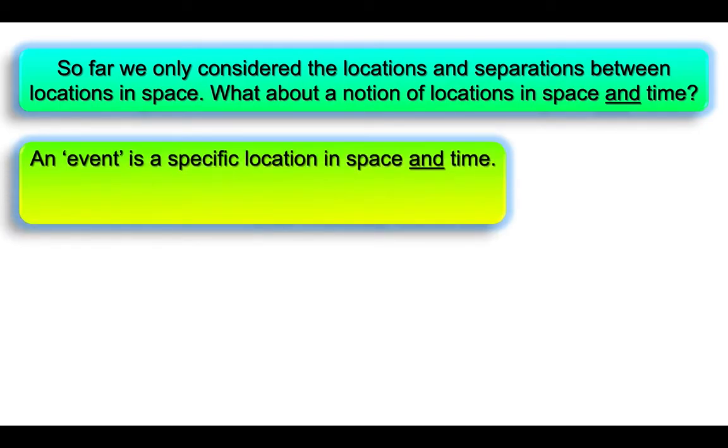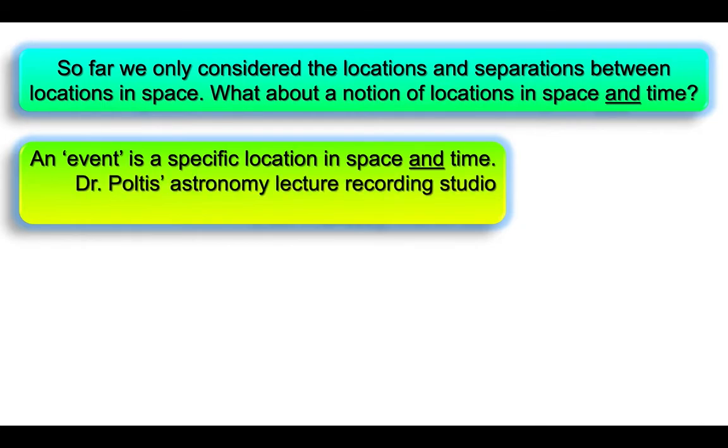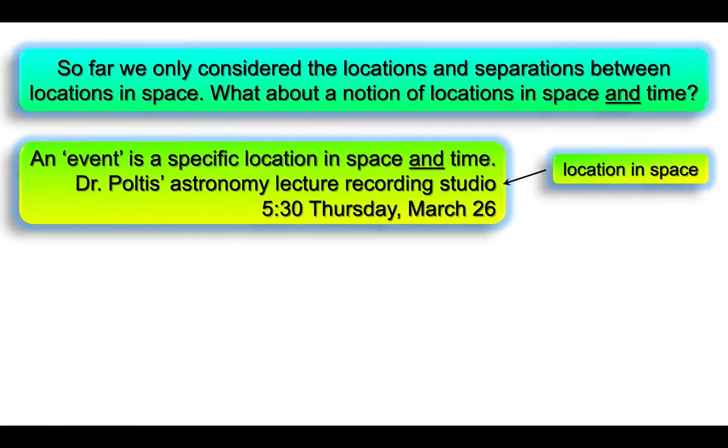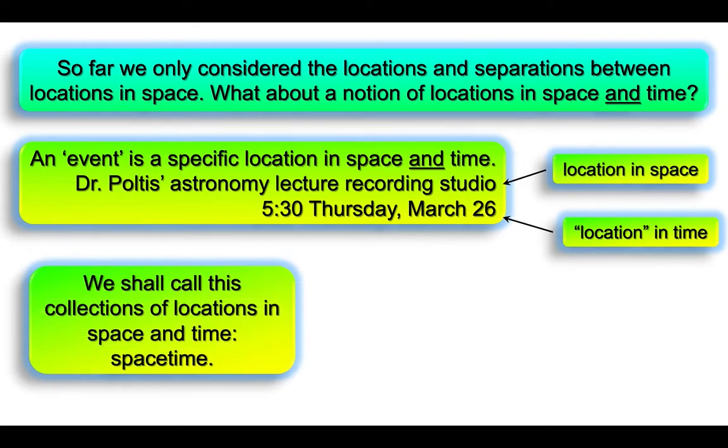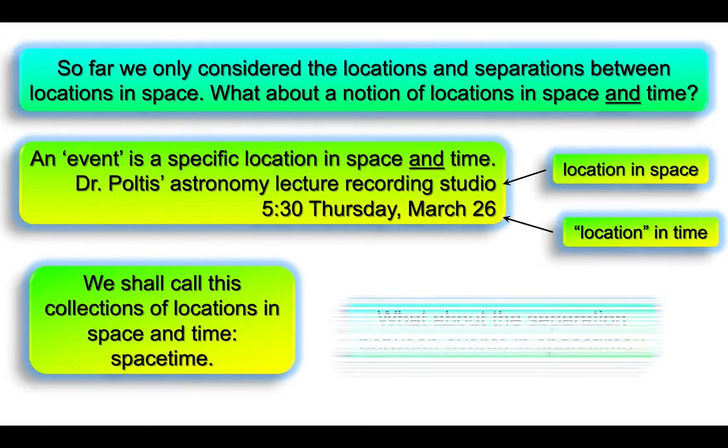So I am going to define an event as being a very specific location in both space and time. So for example, an event could be my astronomy lecture recording studio, which is right now just an empty dining room, and this is my location in space. And the location and time that this is occurring is about 5:30 on Thursday. So here's my location and time. The combination of my location in space and time is my location in space-time. And all of the locations in space and time together are referred to as space-time.